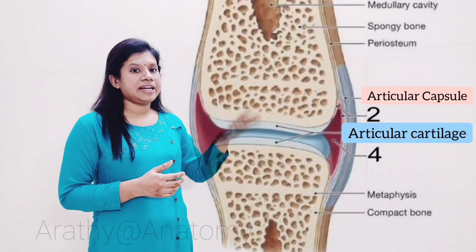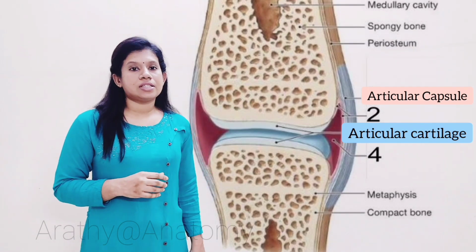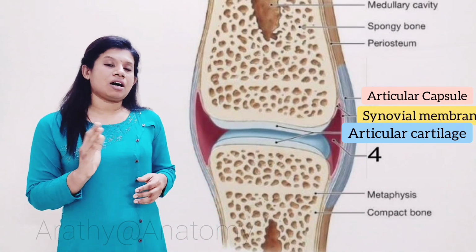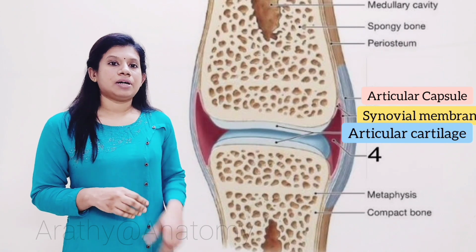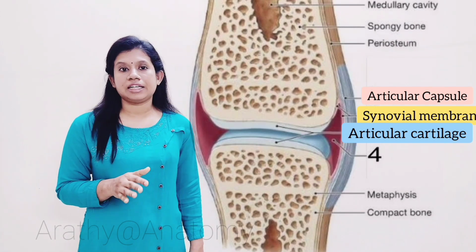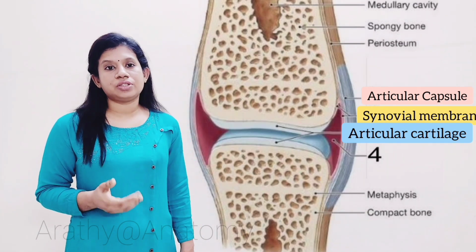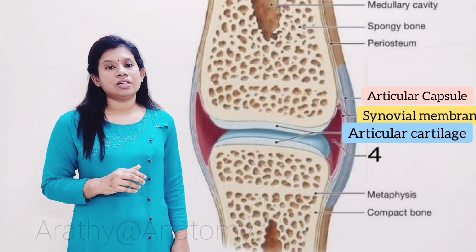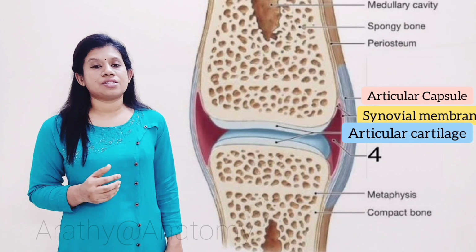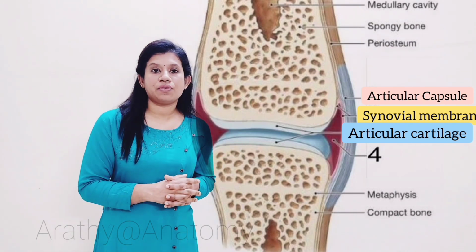The joint is completely covered by a fibrous capsule. Deep to the fibrous capsule, there is a membrane which is called the synovial membrane. The synovial membrane covers the joint cavity, but it does not extend up to the articular surface, where it is covered by articular cartilage. The synovial membrane usually produces a fluid which is called synovial fluid. The synovial fluid lubricates the joint as well as nourishes the cartilage. So that's all about the characteristic features of a synovial joint.